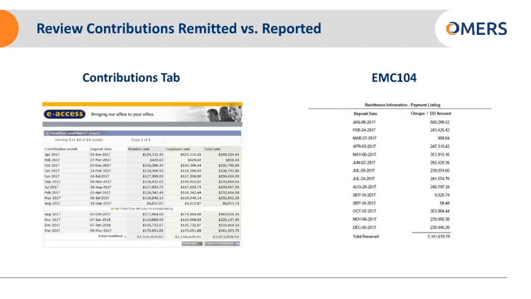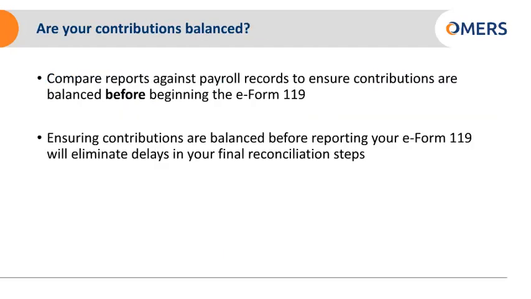You will also notice that the Contributions tab is not displayed in chronological order. The EMC 104, however, will show remittances from earliest to latest. Having balanced contributions will significantly simplify your reconciliation process. It will ensure no delays during your final reconciliation steps. It is recommended that you compare reports against payroll records to ensure contributions are balanced before beginning your eForm 119 reporting.